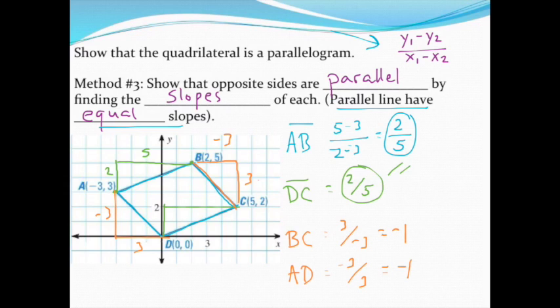And so what I can see again is that those two segments also have the same slope, meaning those two segments are going to be parallel to each other. So I can see that I have two sets of parallel sides. The left and right sides are parallel, the top and bottom sides are parallel because they have the same slope, meaning this figure is a parallelogram.